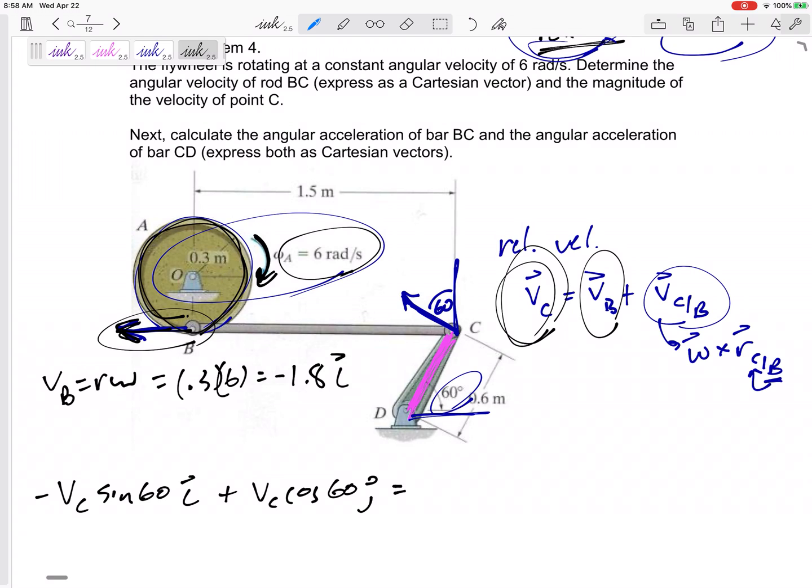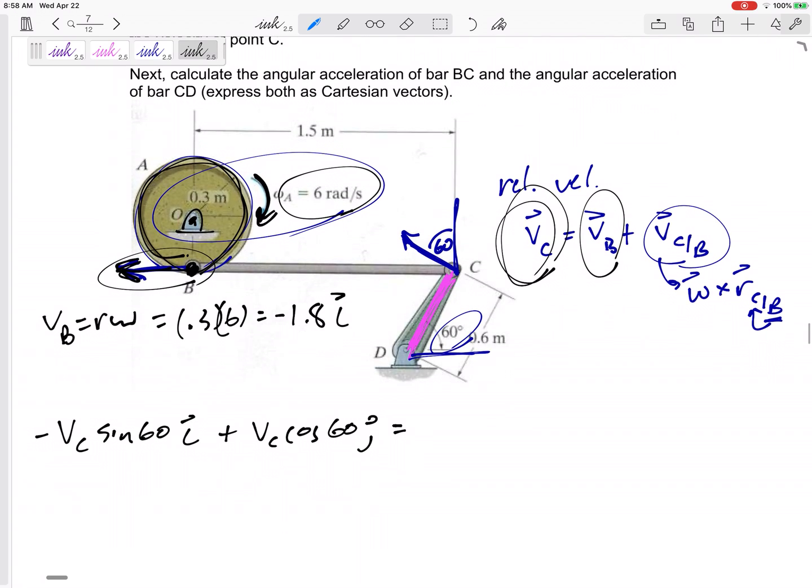I've got to visualize that myself. And we're lucky that it was just on the very bottom of a wheel that is spinning right here. Okay, so VB is negative 1.8 in the I plus omega. Omega, I don't know, but I'm going to say it's in the K direction, right?